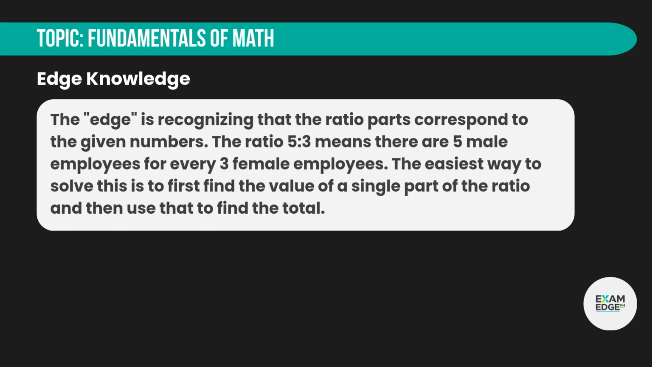Edge knowledge. The edge is recognizing that the ratio parts correspond to the given numbers. The ratio 5:3 means there are 5 male employees for every 3 female employees. The easiest way to solve this is to first find the value of a single part of the ratio and then use that to find the total.